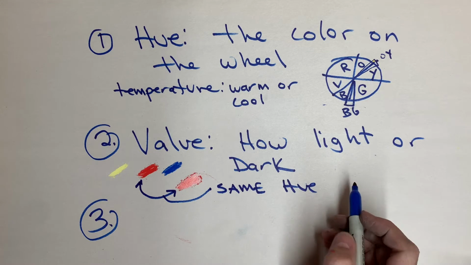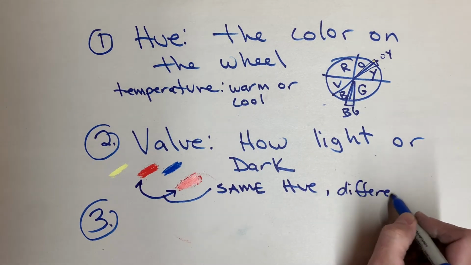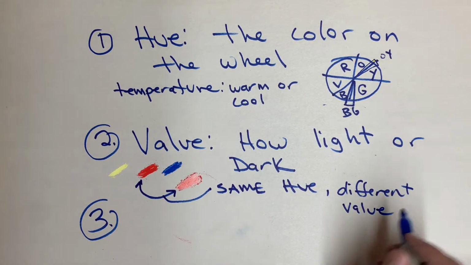So when we take the hue red and we add white to it, we make pink. Pink is still the hue red, it just happens to be a lighter version of it.